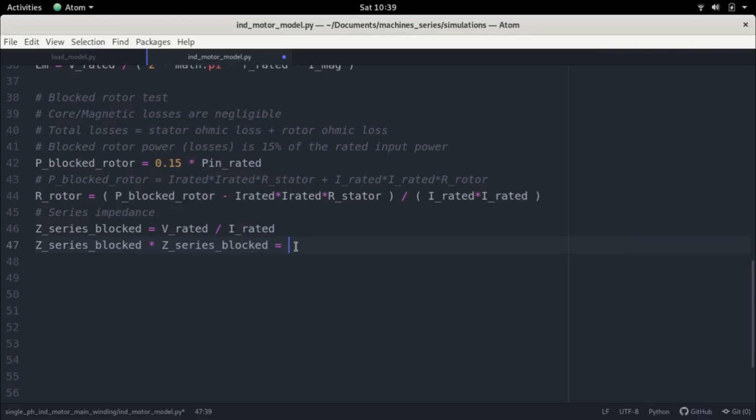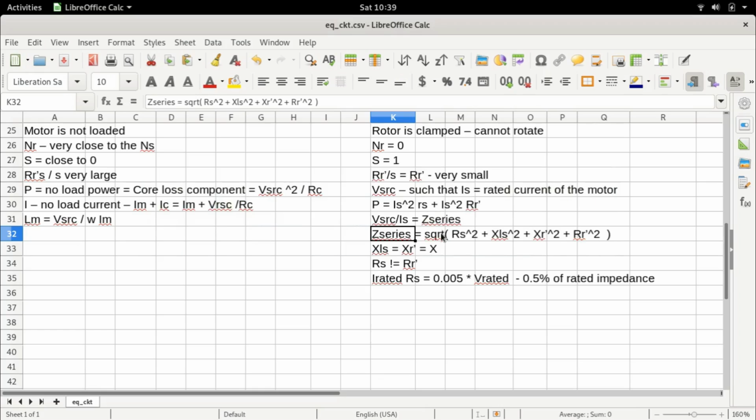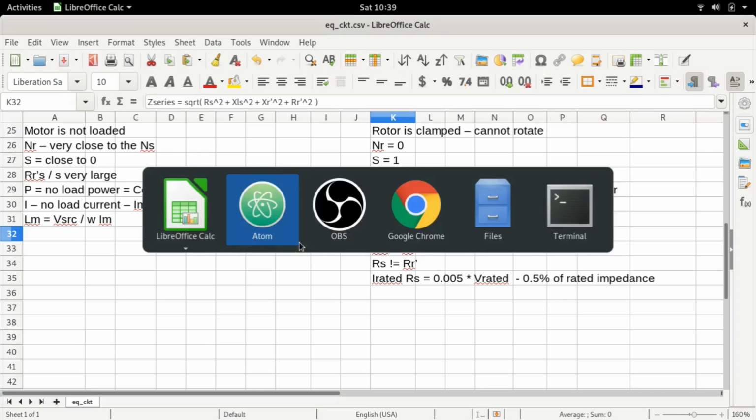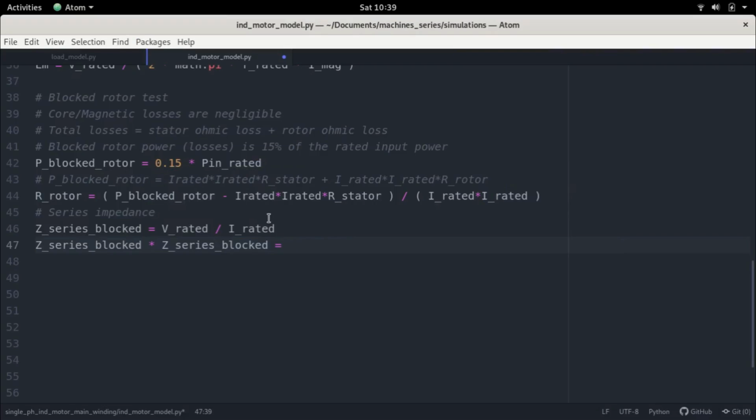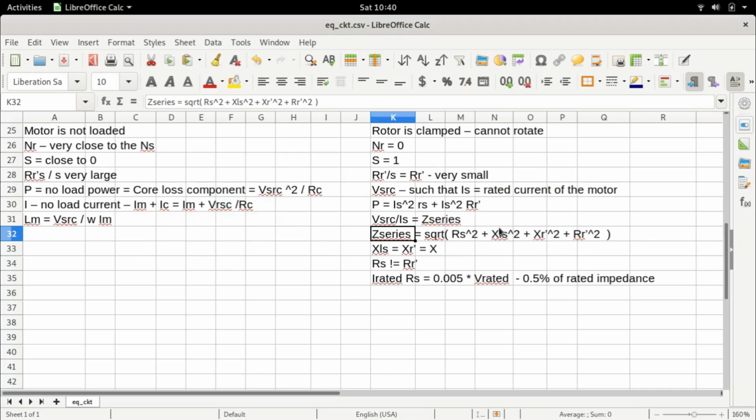Now, all I'm going to do is write this entire equation and then pick out this one part that is remaining. So what this means, let's start writing: R stator multiplied by R stator plus R rotor multiplied by R rotor. These are the two resistances, and there will be these two terms corresponding to the leakage reactance of the stator and the rotor reactance.